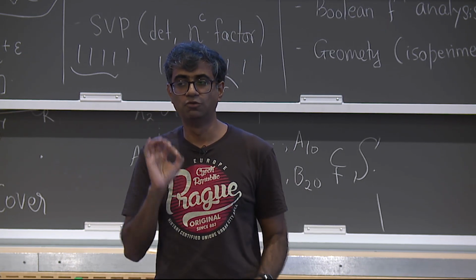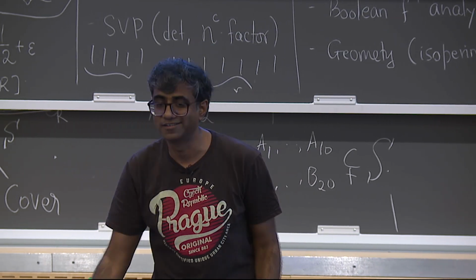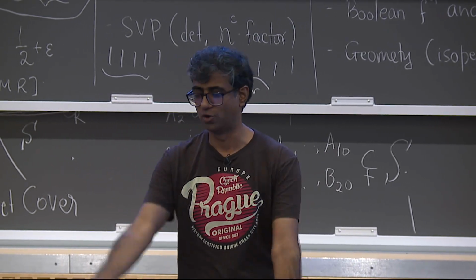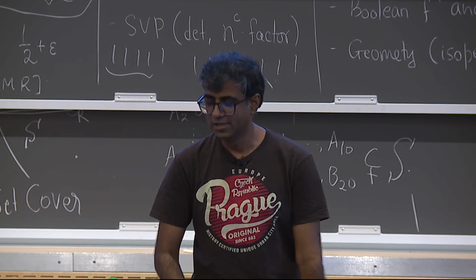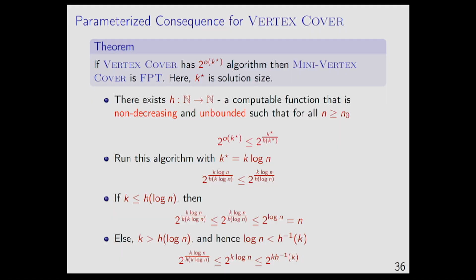We know there's a 2 to the power k star algorithm, but I'm now saying to you that a 2 to the power little o of k star algorithm doesn't exist. Again, it's just bookkeeping. If vertex cover had a 2 to the power little o of k star algorithm, then Min vertex cover is FPT. How? There exists h so that you can write 2 to the power little o of k star as 2 to the power k star divided by some h(k star) function. So you run this algorithm with k star equal to k log n, that's what you will do. So this is the running time.